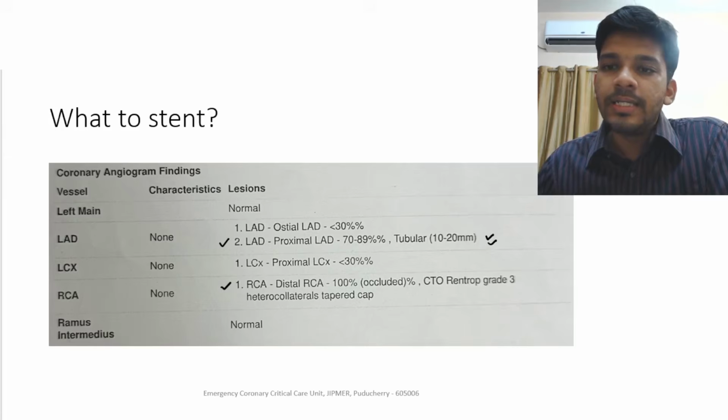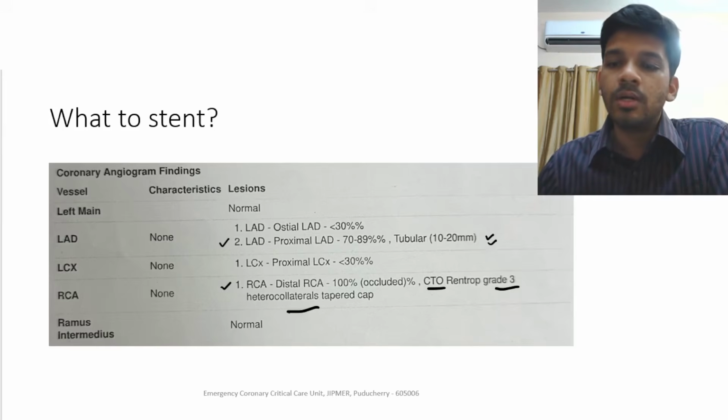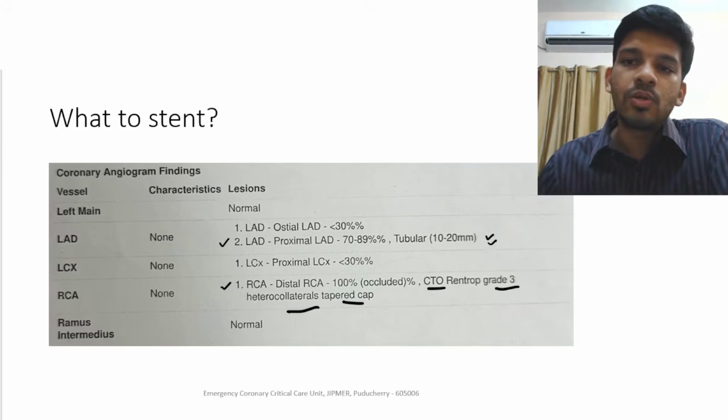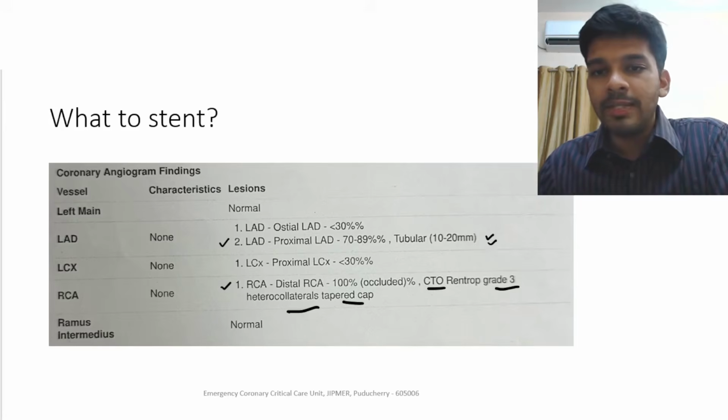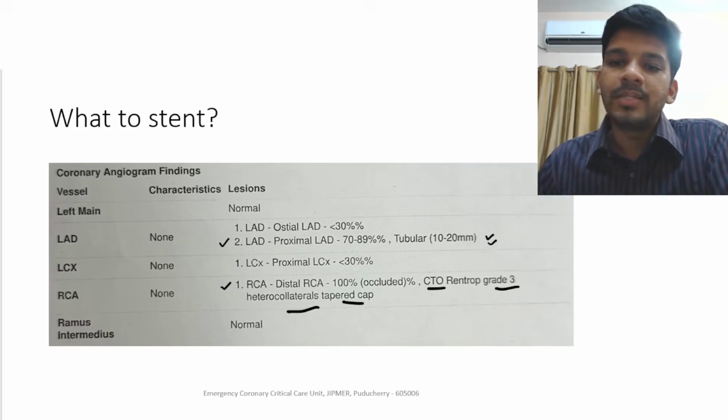There are other additional details that you can find out from this angiogram, but that is not the scope of this video. Here, as you can see, this distal RCA is 100% occluded. There is chronic thrombotic occlusion. There are grade 3 heterocollaterals, so the collaterals are good. There is good collateralization of this chronic occlusion, and the cap is tapered. The other option is a blunt cap. There are some differences in revascularization when there is a tapered cap or a blunt cap, and when there is presence or absence of collaterals. However, we should not go into that.